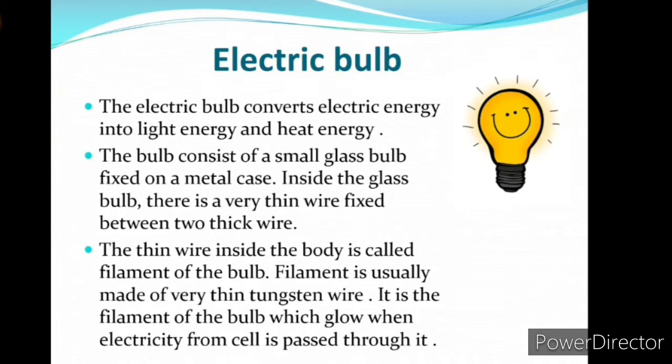The bulb consists of a small glass bulb fixed on a metal case. Inside the glass bulb, there is a very thin wire fixed between two thick wires. The thin wire inside the bulb is called the filament of the bulb. The filament is usually made up of very thin tungsten wire. It is the filament of the bulb which glows when the electricity from the cell is passed through it.